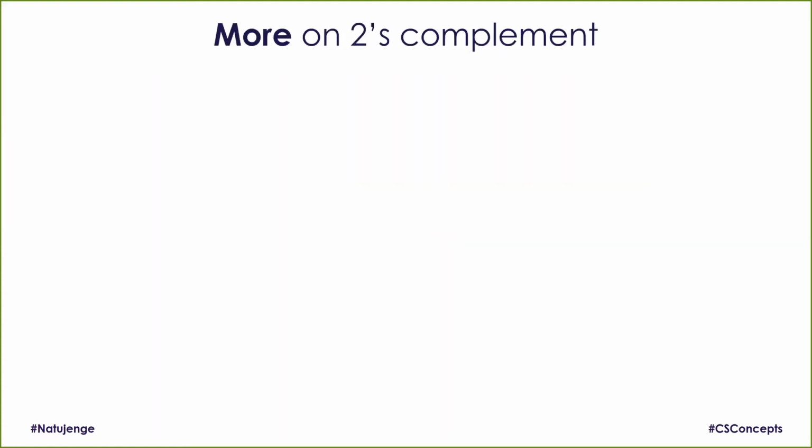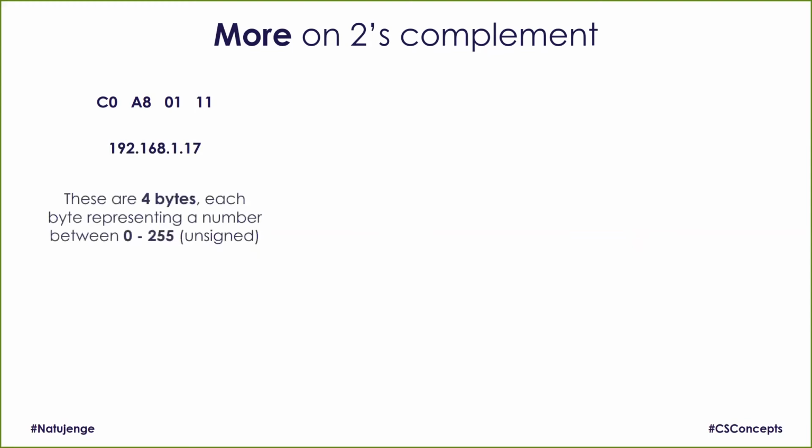So more on 2's complement. Now, if you use 2's complement, this brings a bit of complications, especially if you're dealing with signed data types. So if you look at this byte stream, this is a common byte stream, which we saw some time back. When you convert it into decimal, it gives us the IP address. And we want to look at this and say that these are 4 bytes, each byte representing a number that is 0 to 255, which is unsigned.